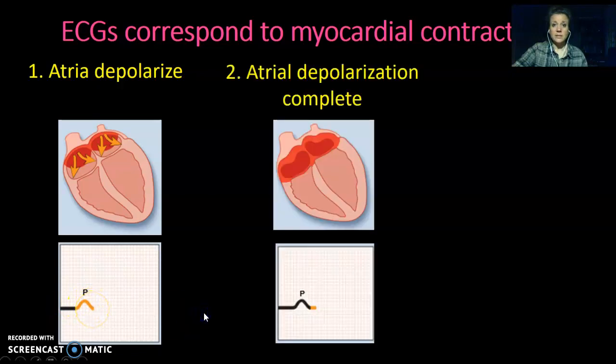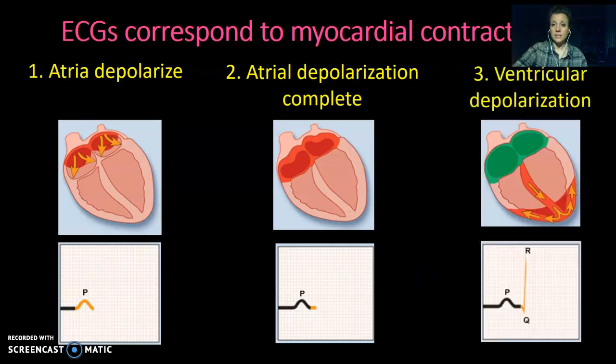Next, we have the atrial depolarization is complete, and that is going to be this tiny segment that exists between the P wave and the QRS complex. And so now you can see in our picture, the atria are all red. Depolarization is now complete. Next, in number 3, we have ventricular depolarization.